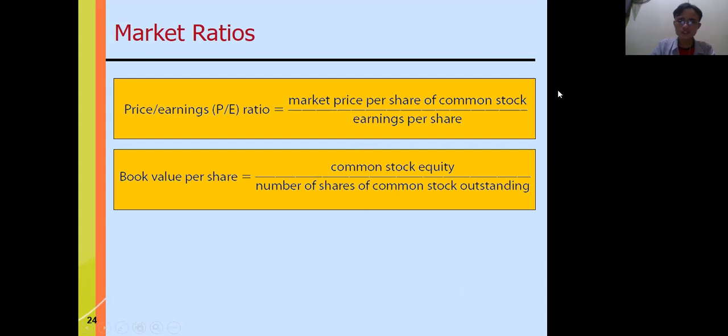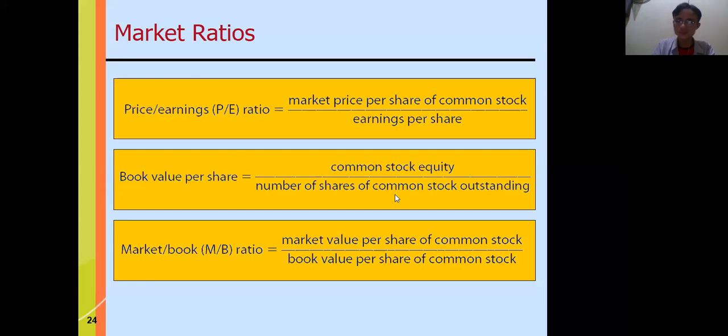For book value per share, we have the common stock equity, so whatever is going to remain, divided by the number of shares of common stock outstanding. In addition, for the market to book or M/B ratio, that's per share again, but it would be the market value or market price over the book value, which was the second formula. Common stock equity divided by the number of shares of common stock outstanding.